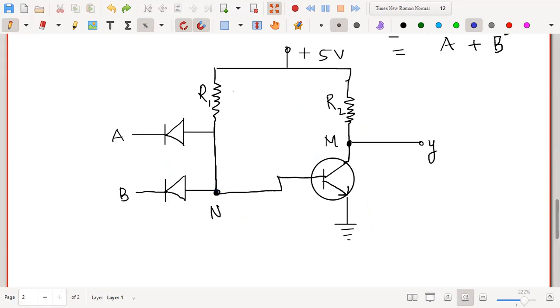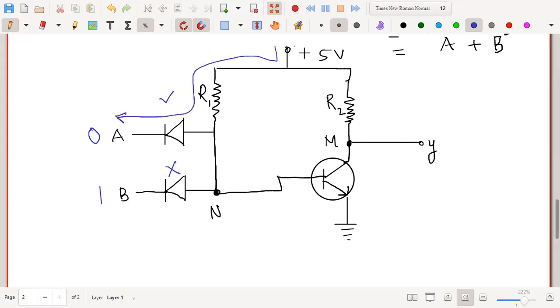So let us say A is 0 and B is 1. Now, since B is 1, B will not work. A is 0. Now you see the N side of the diode is connected to lower potential, and the P side of the diode is connected to this higher potential. So the diode is forward biased. When the diode is forward biased, current will flow through this diode.